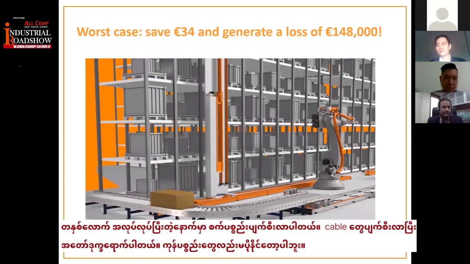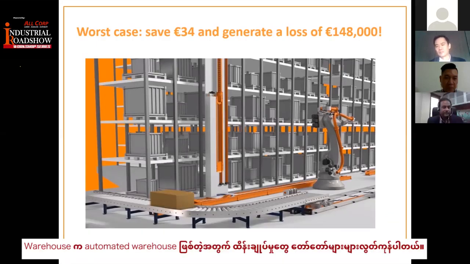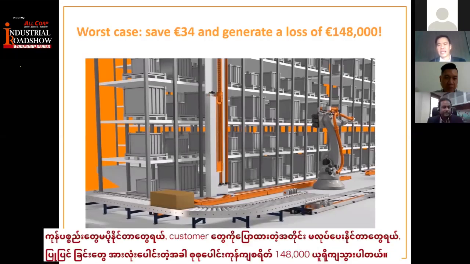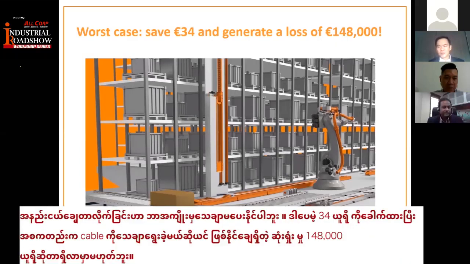Goods could not be delivered because it's an automated warehouse, so a lot of controls were missing. The calculated cost of being unable to deliver goods, failure of customers' promises, and retrofitting and repair amounts to €148,000. So a small saving doesn't mean it's definitely beneficial. It's a really big jump in cost.